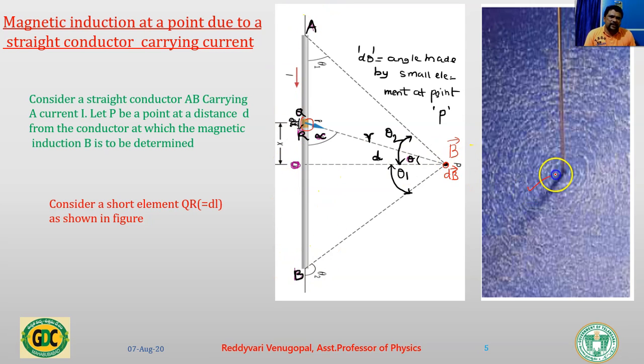If you observe this diagram, this is a straight current carrying wire. The magnetic field lines are circular ones, surrounding the wire. Let us say this is the wire passing through here; then the magnetic field lines are circular in shape. So this has been shown in this figure.